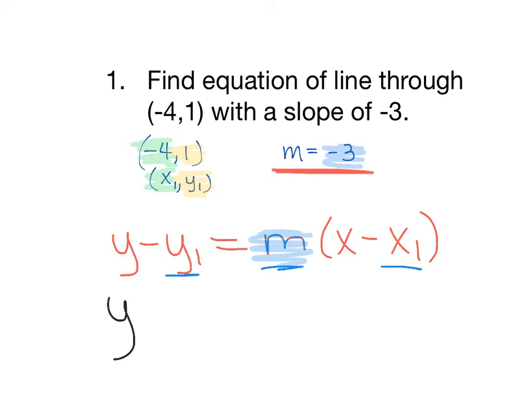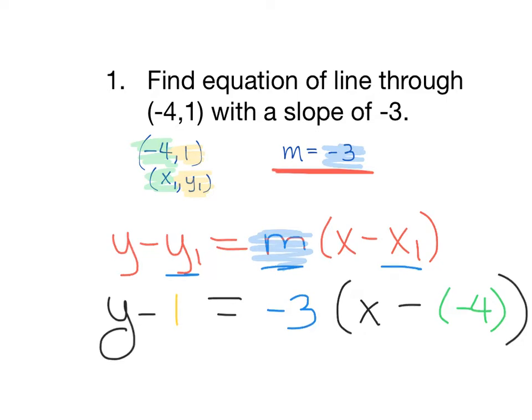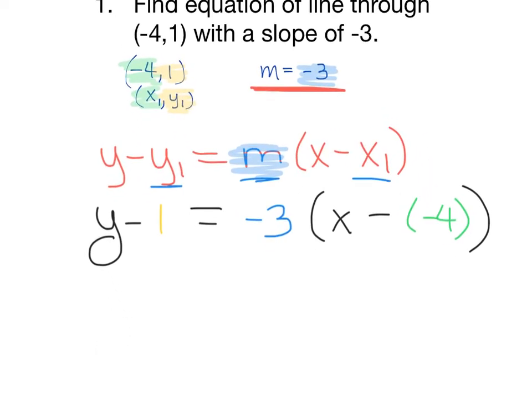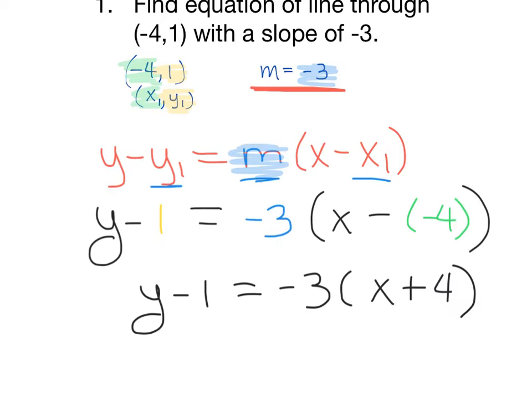So y minus, and then my y1, it's the yellow one. And then I'm going to put equals, then the slope in blue, and then I'll put the x minus. Now notice my x1 is actually a negative number, so remember that part of your formula is a subtraction sign. So notice when we do this, this negative is actually going to become a +4 there. So y minus 1 equals -3 times x plus 4.